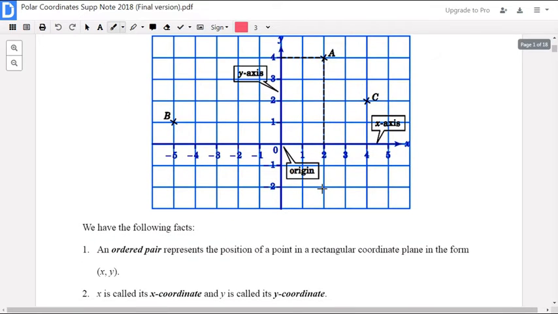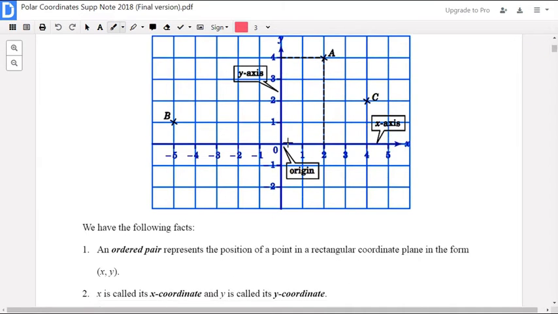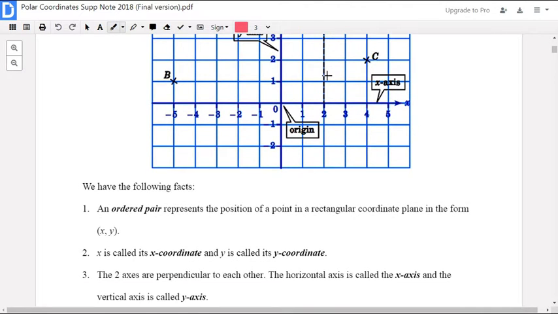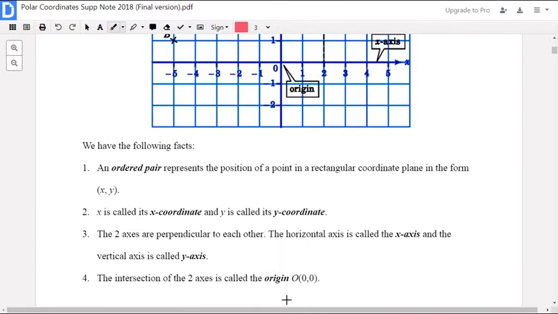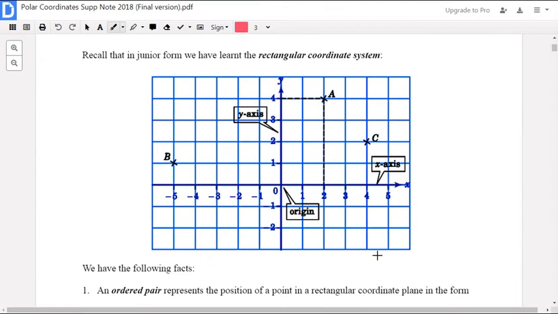And an ordered pair is used to represent the position of a point. We usually count the horizontal distance as the first coordinate, called the x coordinate, and the vertical distance is regarded as the y coordinate. And we know that the coordinates of the origin should be (0, 0) in this usual Cartesian coordinate system.